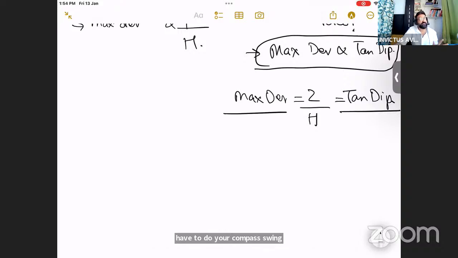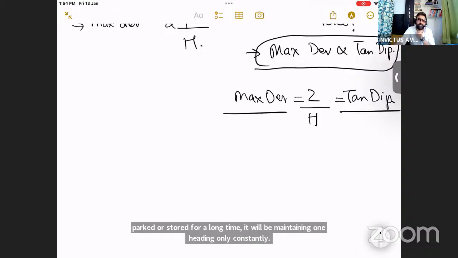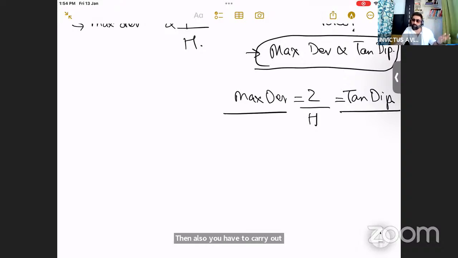When the aircraft is in storage, parked or stored for a long time, it will be maintaining one heading only, constantly. Then also you have to carry out a compass swing if you're taking an aircraft out in service after a long time, mainly because the magnetic north also is not in a constant position because of variation.